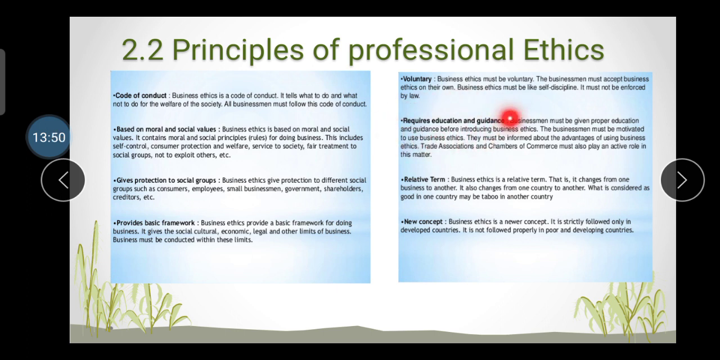Then requires education and guidance. Businessmen must be given proper education and guidance before introducing any business ethics. Businessmen must be motivated to use business ethics. They must be informed about the advantages of using these ethics. So trade associations and chambers of commerce have to consider playing an active role in this matter. Education and guidance are also provided by such associations.